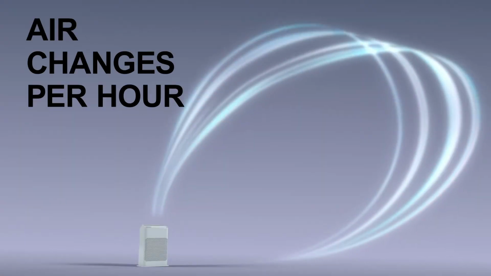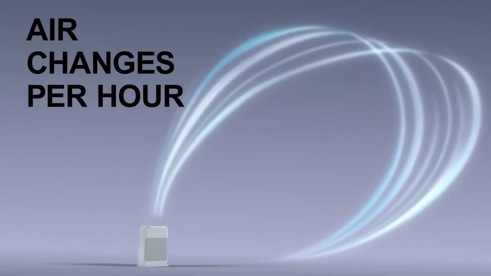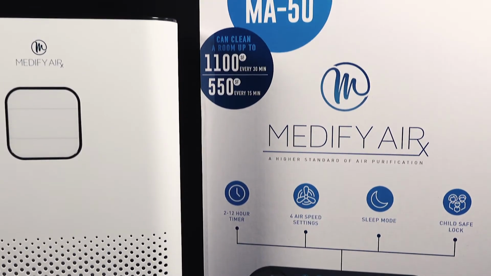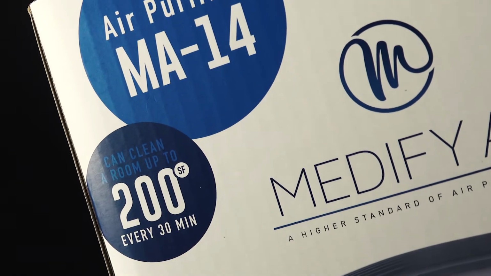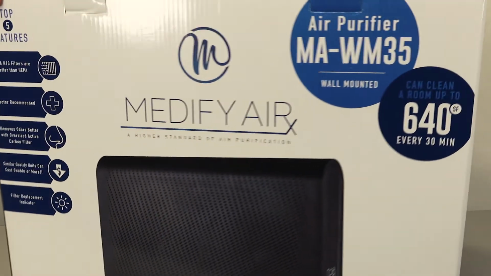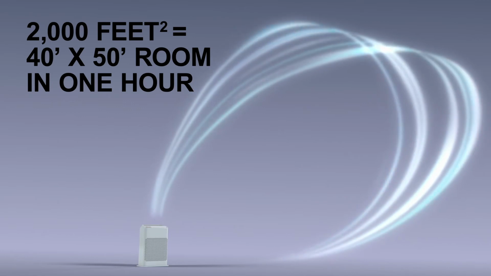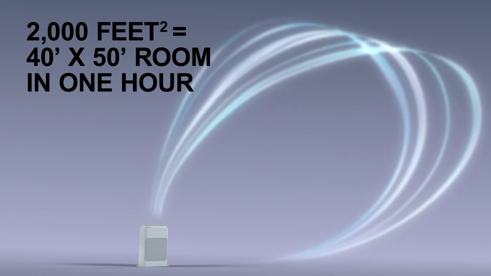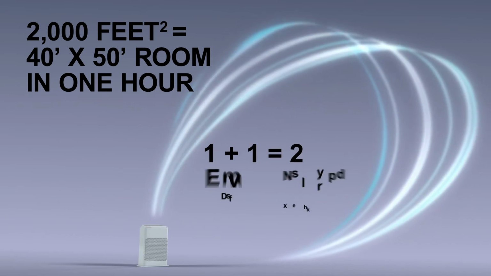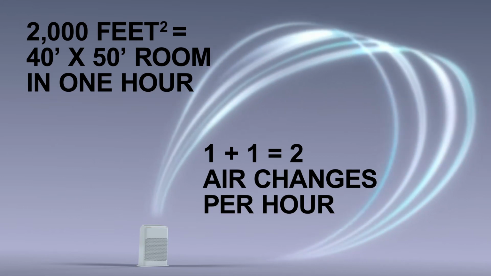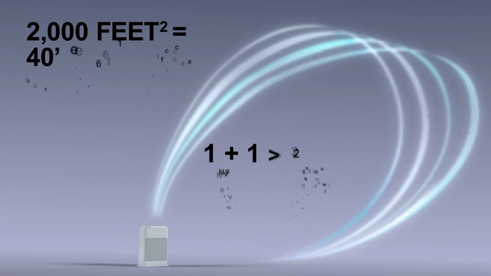Most businesses and schools are required to meet guidelines for number of air changes per hour. Typically, air purifier units are rated by the square footage they can clean with the assumption of a standard 8-foot ceiling. So a unit that can clean 2,000 square feet per hour can clean a 40-foot by 50-foot room in 1 hour. That means if the existing HVAC system completes one air change per hour, the air purifier would add a second air change per hour for that room.